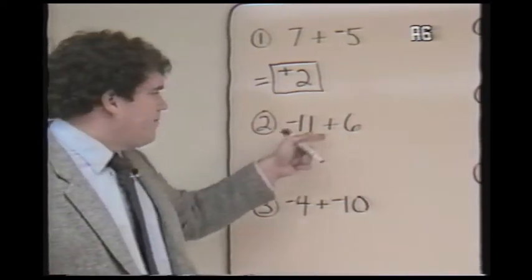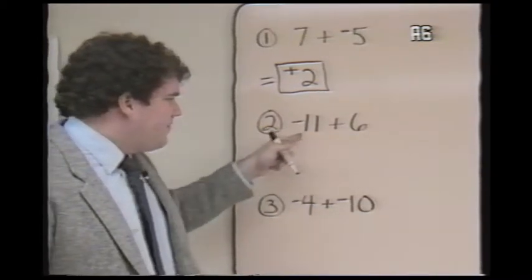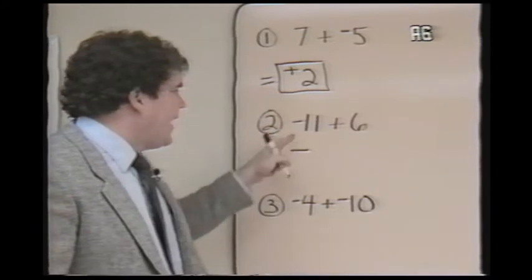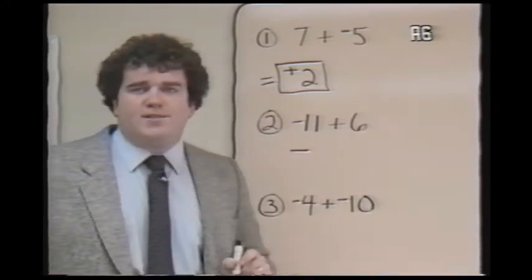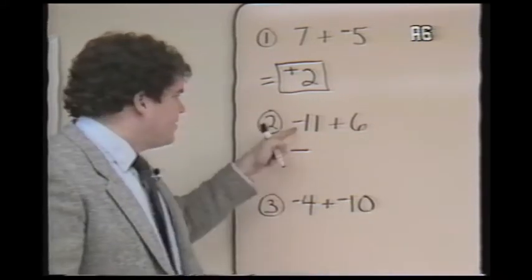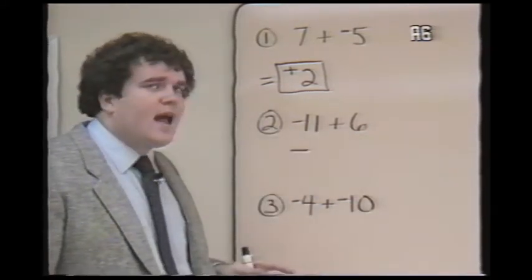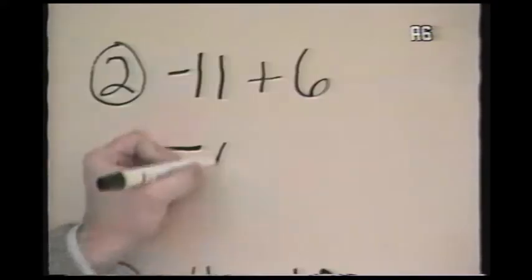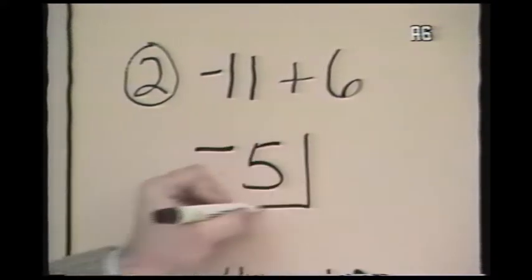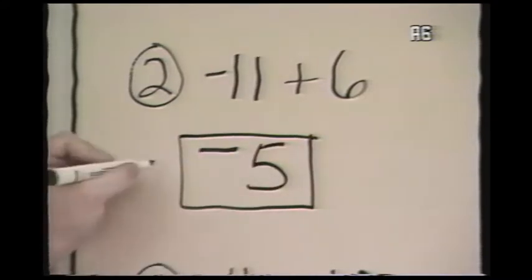Let's look at the second problem. Will my answer be negative or positive? It will be negative because 11 is greater than 6. Do I add or subtract the absolute values? Different signs? I find their difference. I subtract. Negative 11 plus 6 is negative 5. There's my answer.